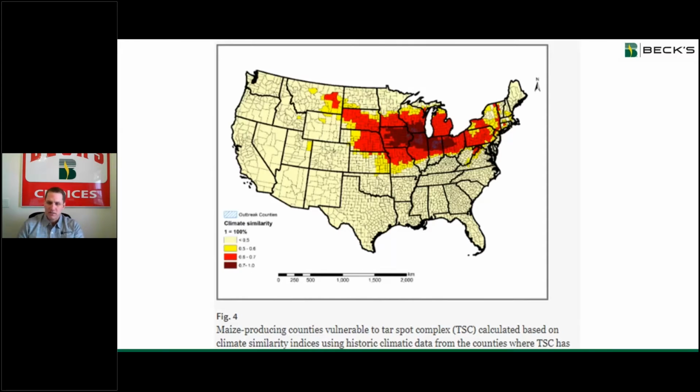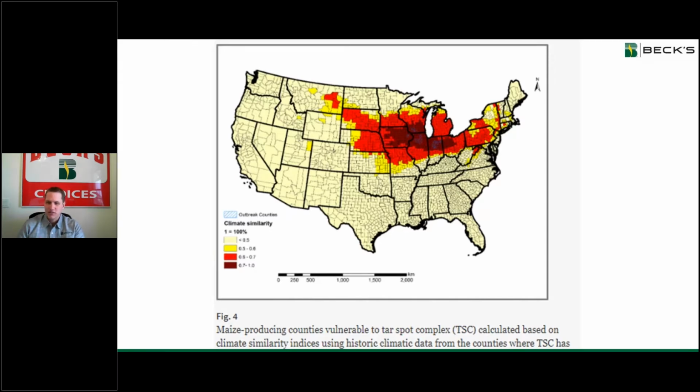This map here I thought was interesting because it came out in 2017 or 2018, and it showed the corn-producing counties that are vulnerable to tar spot. So they took historic weather data, they looked at it, and they said, these areas that are colored on the map have environmental conditions that are conducive to tar spot growth and infection. The blue counties that you can see in there are the counties that had known tar spot at the time. And then the darker the color, the more prone you would be to have a tar spot infection. So this was kind of a tar spot forecast that came out. And the unique thing about this is it was surprisingly accurate.